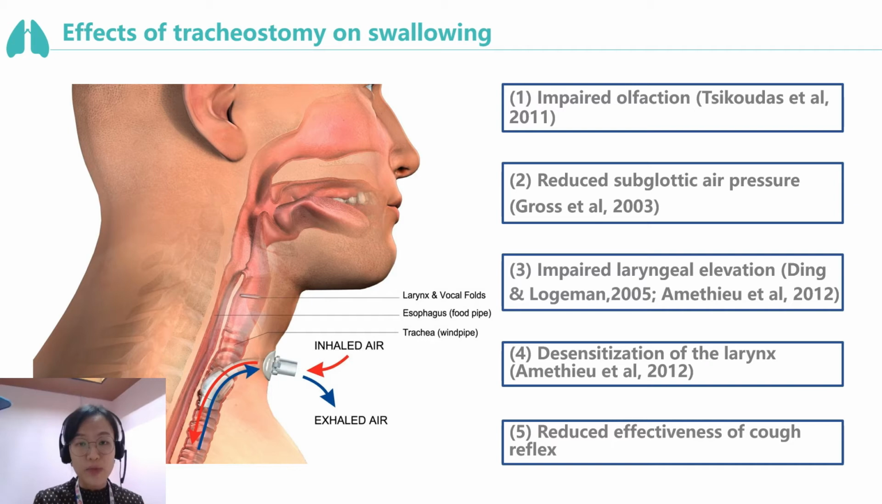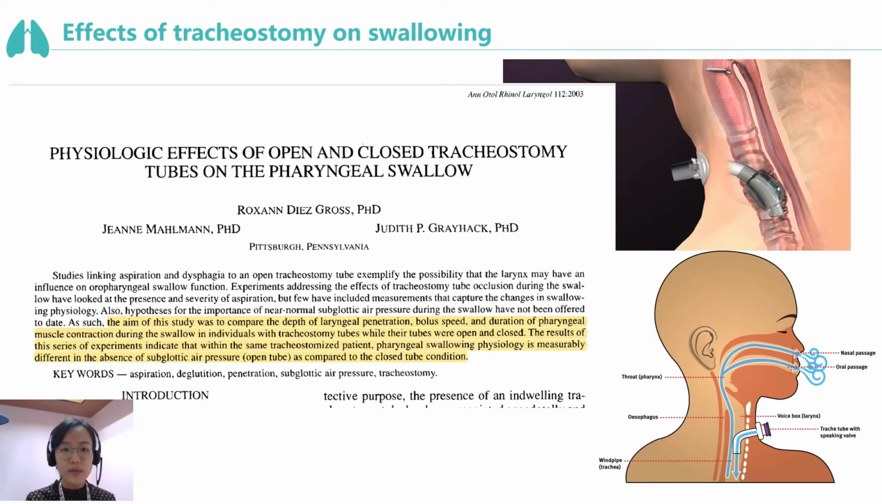Okay, so the second effect of tracheostomy on swallowing is a reduced subglottic air pressure. I want to share a study by Gross et al. in 2003: physiologic effects of open and closed tracheostomy tubes on pharyngeal swallow. The aim of this study was to compare the depth of laryngeal penetration, bolus speed, and duration of pharyngeal muscle contraction during swallow in individuals with tracheostomy tube, either with their tube open or closed.